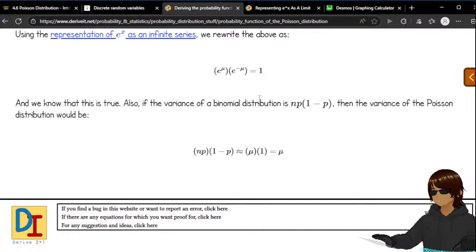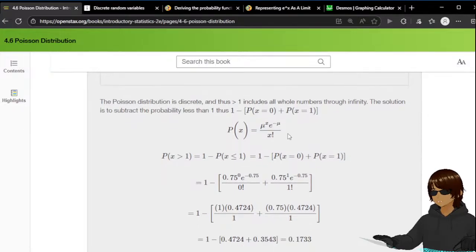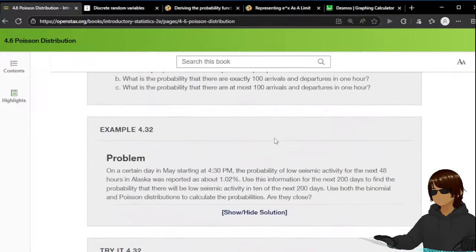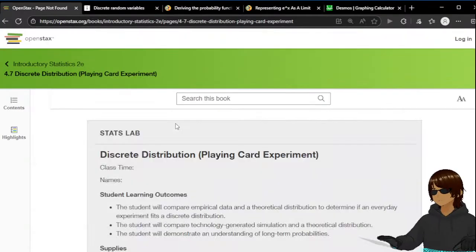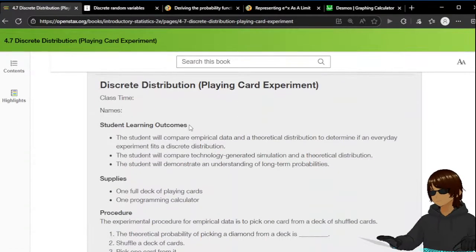If the variance of a binomial distribution is np(1 minus p), then the variance of a Poisson distribution would be, since np is mu, the variance is mu. Yeah, that makes sense. So now I understand why the formula is mu to the power of x e to the power of minus mu divided by x factorial. I'll put the link below the stream.